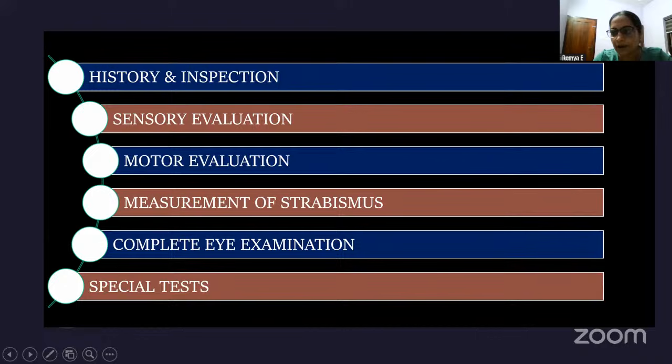Now the next part is your management. To manage squint, you have to know the measurement of the strabismus. And no squint examination is complete unless you do a complete eye evaluation, including anterior and posterior segment evaluation, cycloplegic refraction. And some of these examinations also need some special tests.